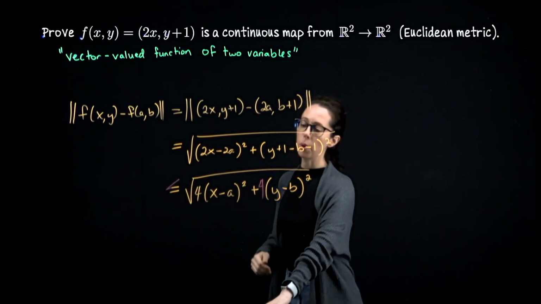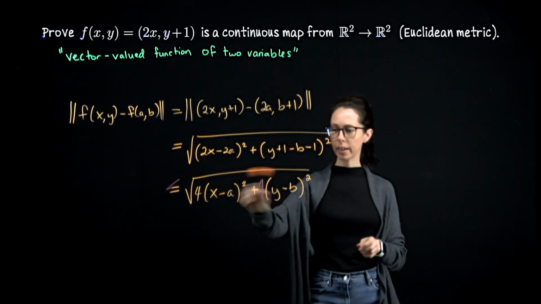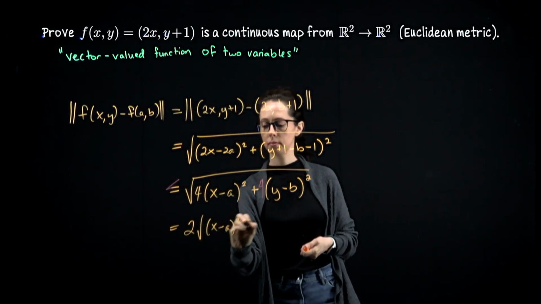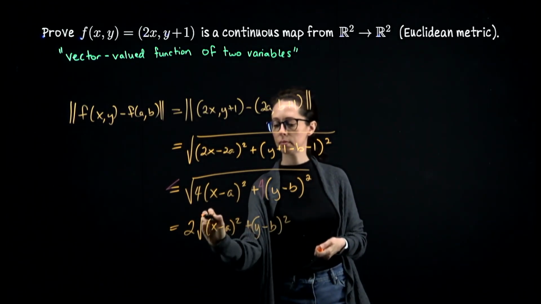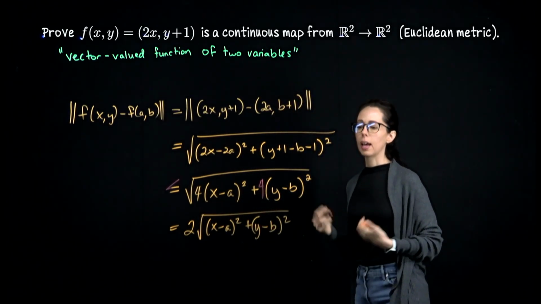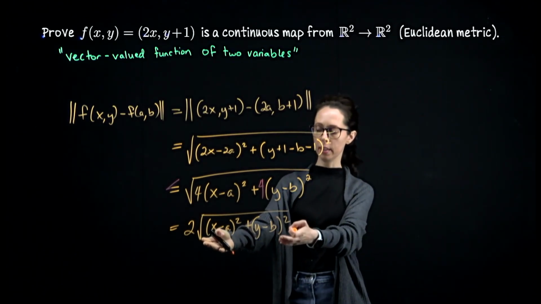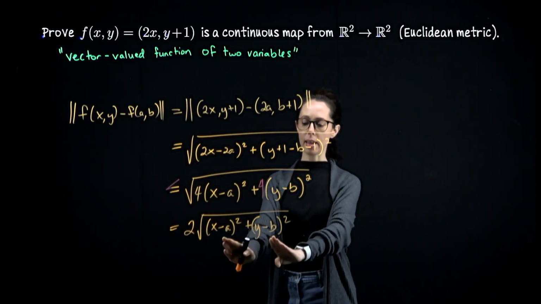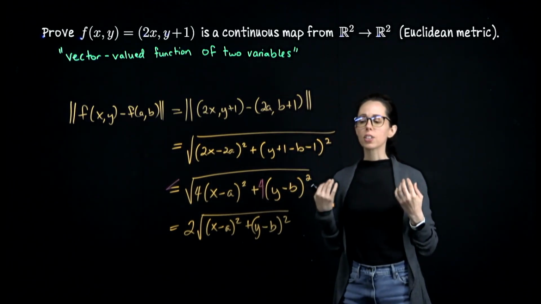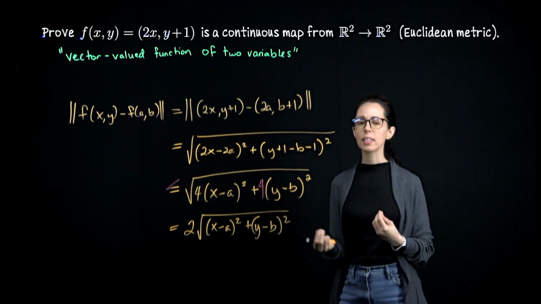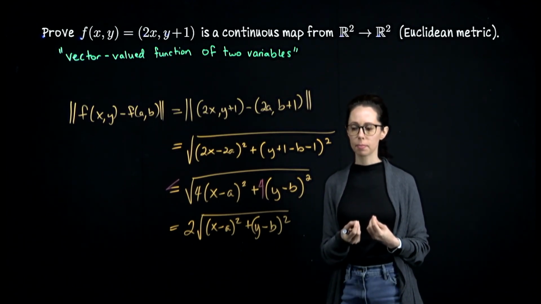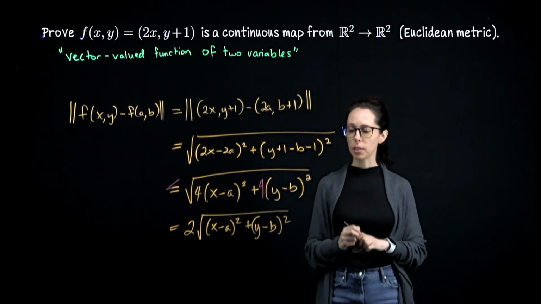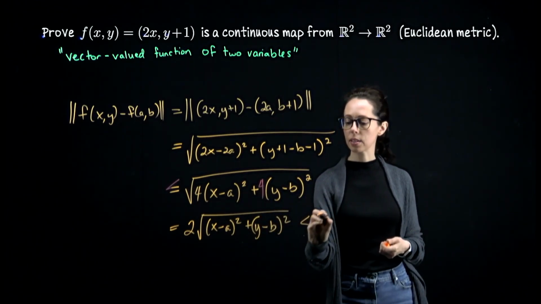Now, since both of these terms have a 4 in common, I can factor the 4 out and take its square root. And as I was saying a moment ago, the square root quantity is exactly the Euclidean distance from the point (x, y) to the point (a, b). If I had chosen (x, y) to be within distance delta of (a, b), so that this square root is less than delta, then I could now say this is less than 2 delta.